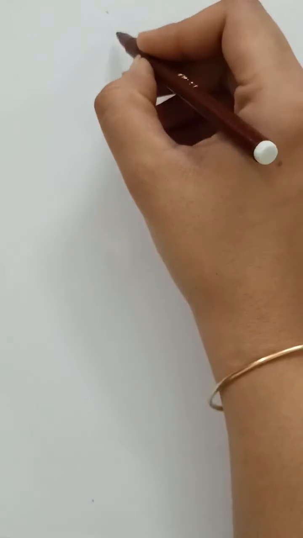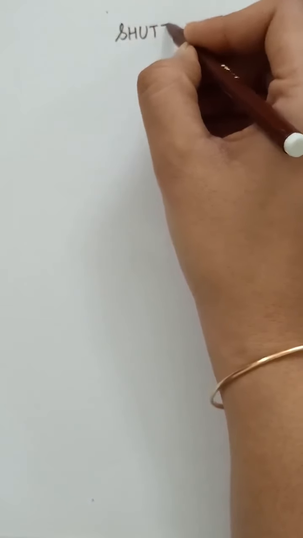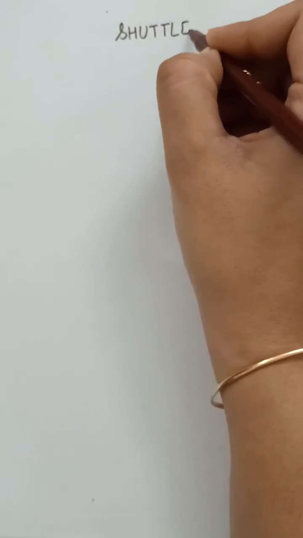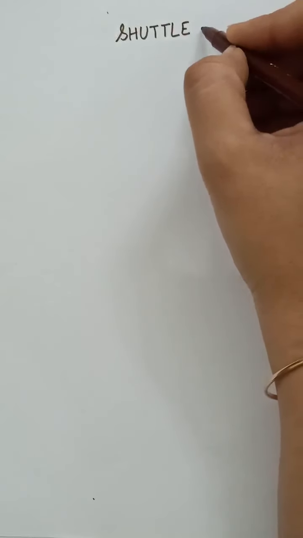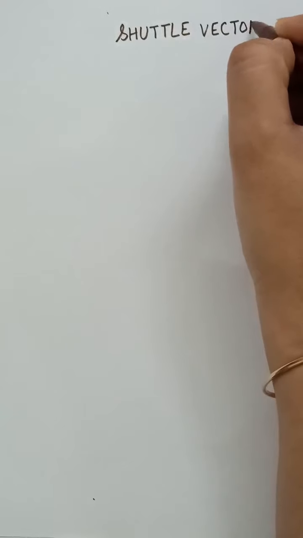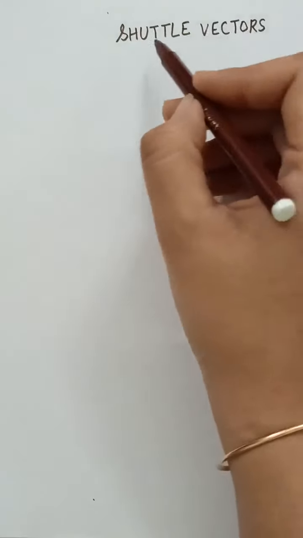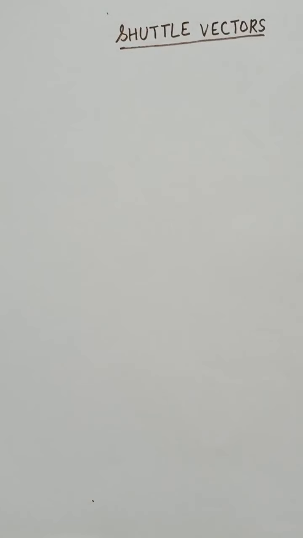Today we are going to discuss the next vector, that is the shuttle vector. Already we have discussed plasmids, plasmid PBR322, plasmid pUC19 and Ti plasmid. So today we'll discuss shuttle vectors. Now what are these shuttle vectors?